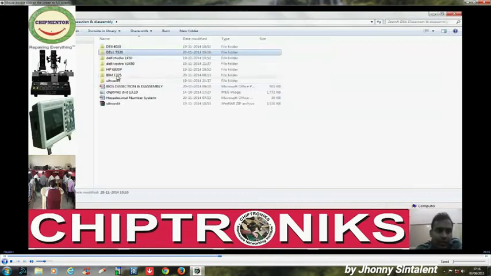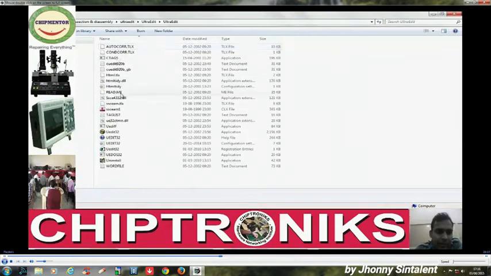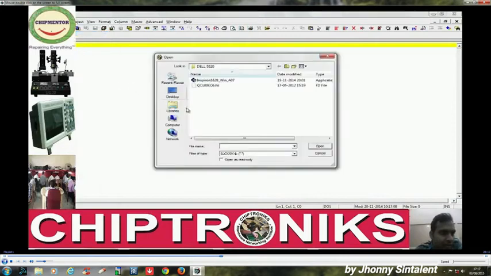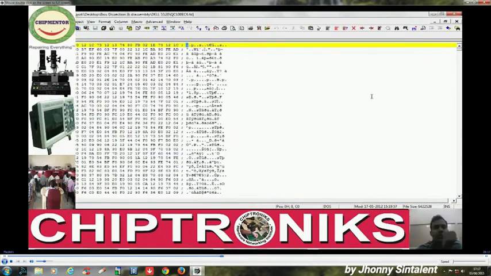So let us open our software UltraEdit. We'll open UltraEdit to extract that file. Alright, this is a very good hex editor. We will open this .fd file. Yes, but please note there's an interesting point over here.